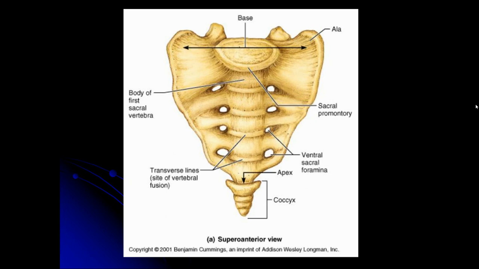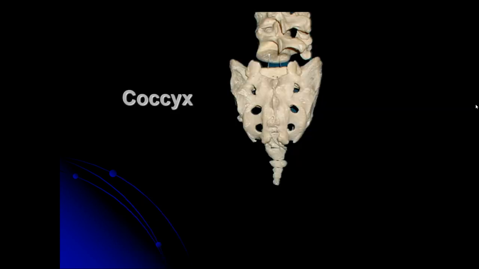If you flip the bone around and look at it from the anterior side, you can see most of those things, but not all. If you look at the coccyx, remember the coccyx is 4, sometimes 3, sometimes 5, even more vertebrae. They fuse together to form a single bone.